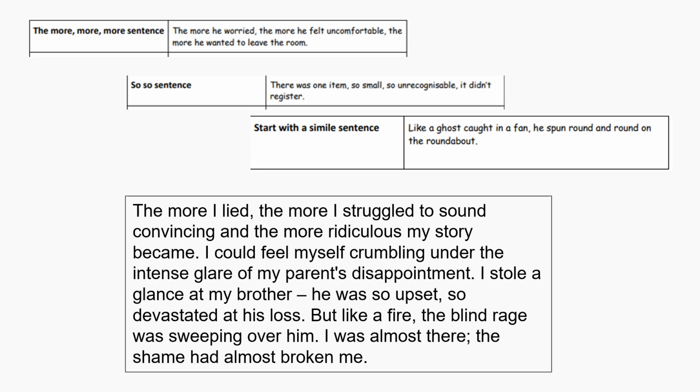My next sentence was, I looked at my brother and could see he was upset. That becomes, I stole a glance at my brother. He was so upset, so devastated at his loss. But like a fire, the blind rage was sweeping over him. I was almost there. The shame had almost broken me. And I'm also linking back to my title there as well.